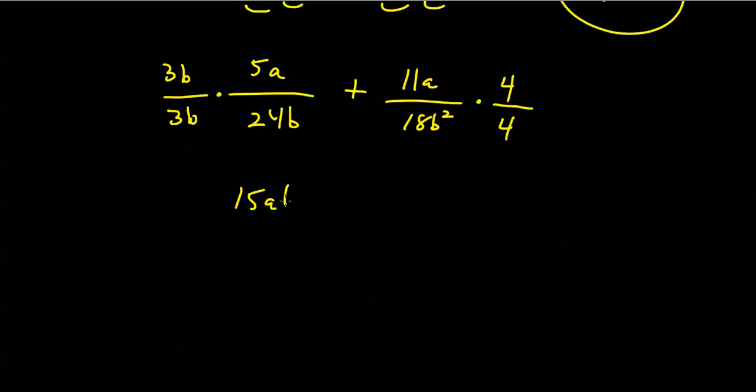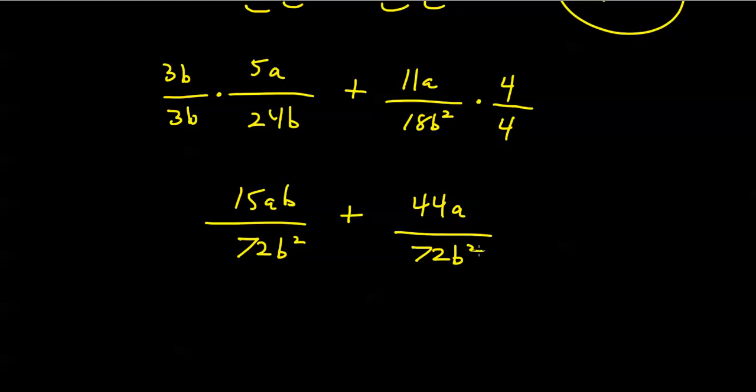I'll get 15ab in the first numerator divided by, guess what, 72b squared in the denominator, plus the second rational expression will turn into a 44a on top divided by, of course, 72b squared in the denominator. Alright, once I've established an LCD and adjusted the two rational expressions to have a common denominator, then I can add those numerators as indicated, and I'll get 15ab plus 44a divided by 72b squared.